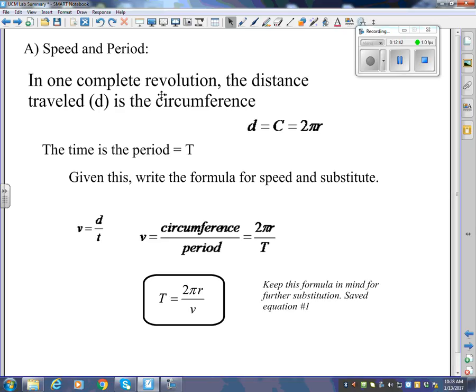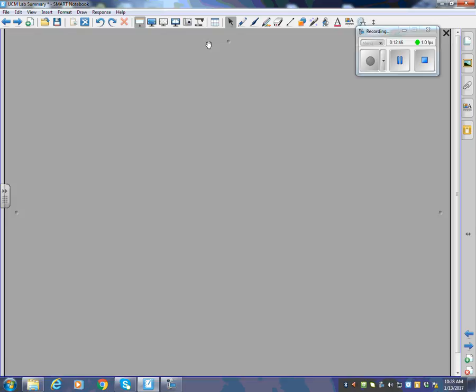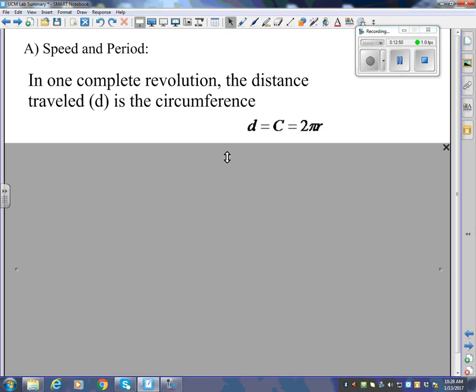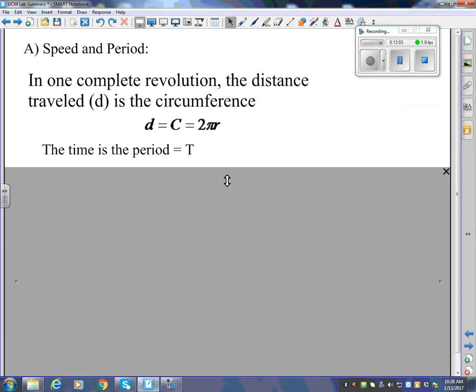In one complete revolution, would you agree that the distance traveled d is the circumference? Yes. Okay. And you remember from way back, from grade 7 or 8, that the circumference is 2 times pi times r, right? So the distance traveled is the circumference, which is equal to 2 pi r. And the time to go around we call the period, which is T.